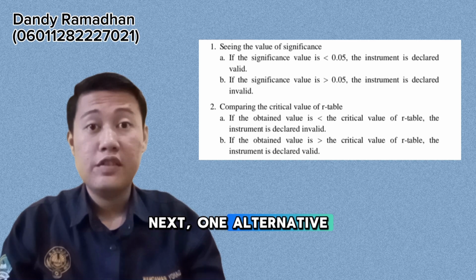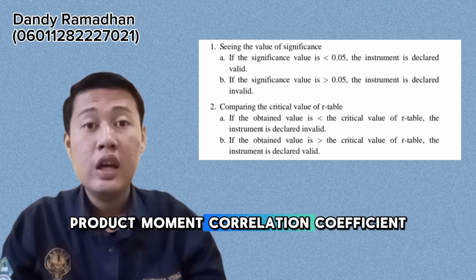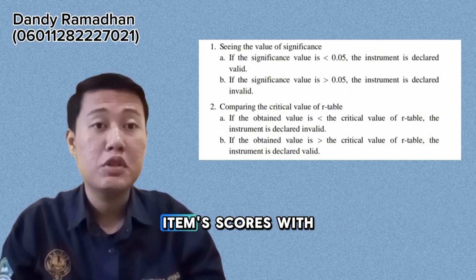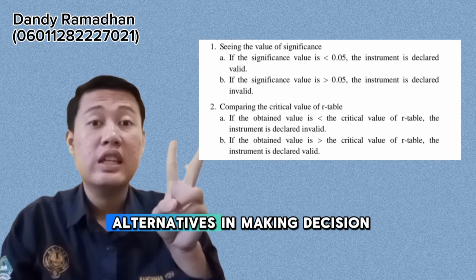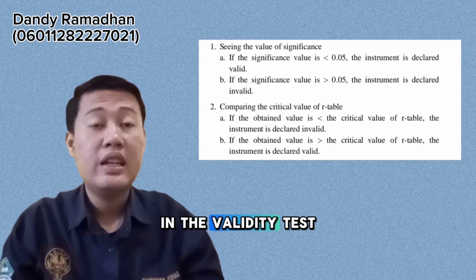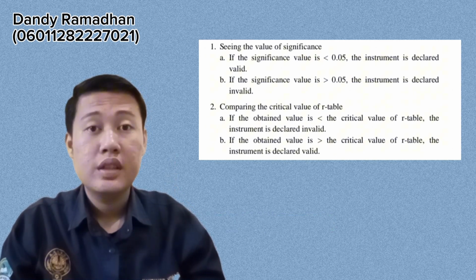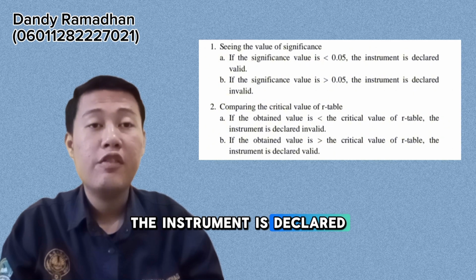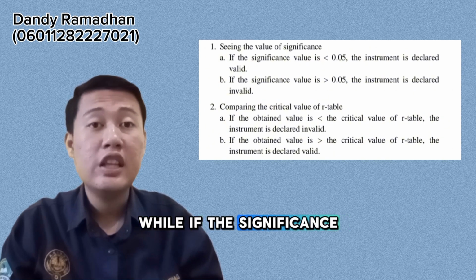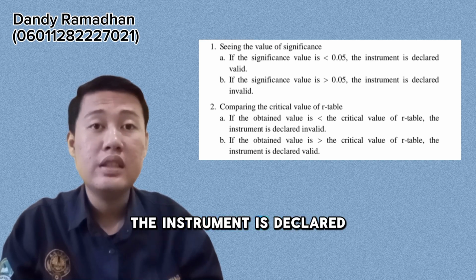Next, one alternative to test validity is using the Pearson product-moment correlation coefficient by correlating each item's scores with the total scores. There are two alternatives in making a decision in the validity test. First, seeing the value of significance. If the significance value is lower than 0.05, the instrument is declared valid, while if the significance value is higher than 0.05, the instrument is declared invalid.